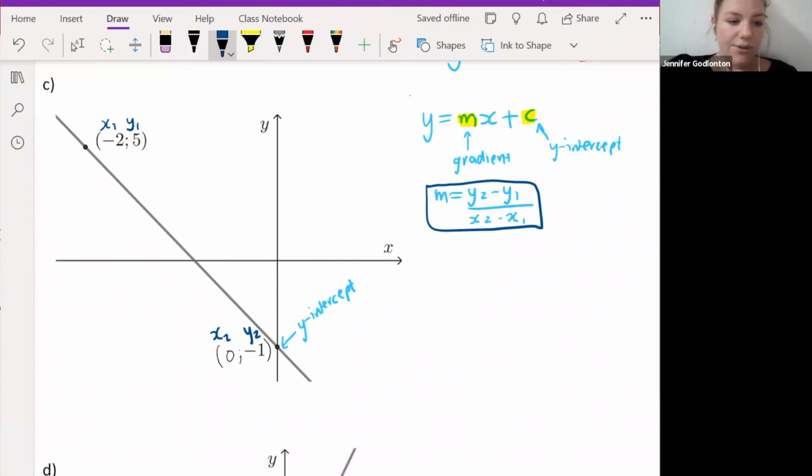So how do we know if it's the y-intercept? We know it's the y-intercept if the point is on our y-axis. Where our line cuts our y-axis, that's the y-intercept. Let me just write that under here.